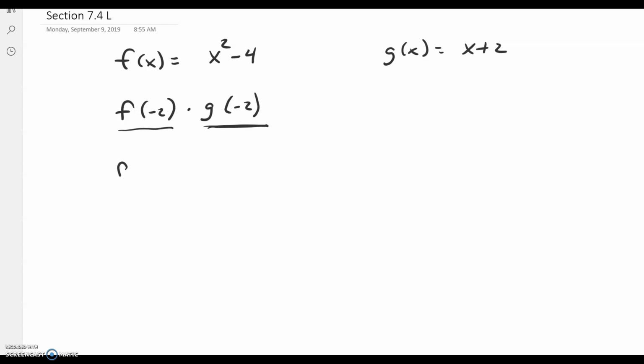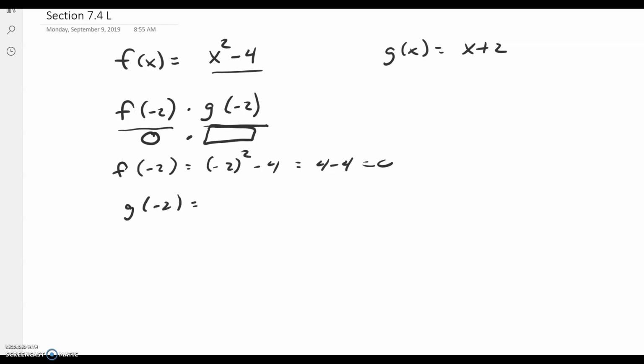So let's find f evaluated when x is negative 2. To do that, we put in a negative 2. And we get 0. We could, of course, stop right there because 0 times anything is going to be 0. But for some misguided sake of completeness, I will put in negative 2 for g, and we get negative 2 plus 2, which is 0. Wonder if that's a coincidence, and 0 times 0 equals 0.